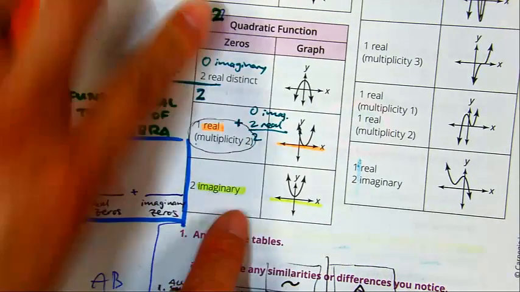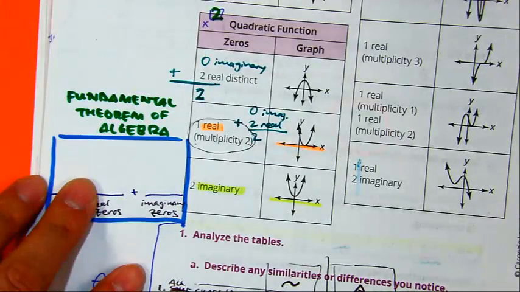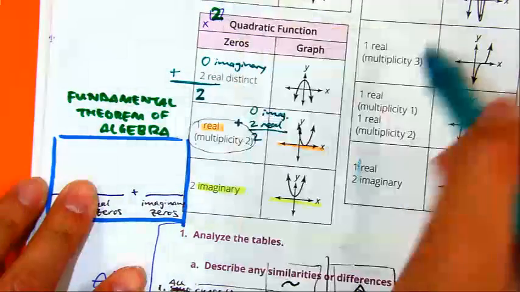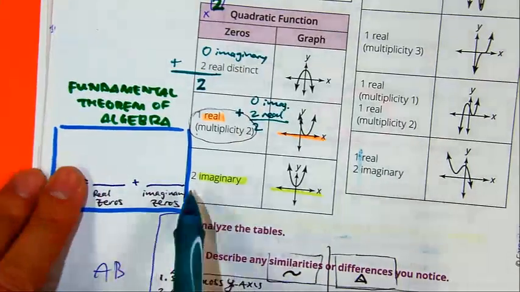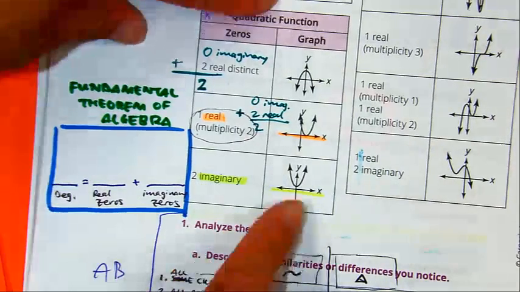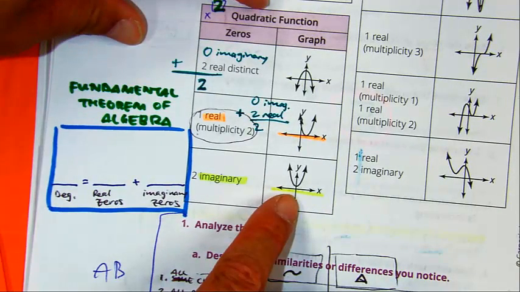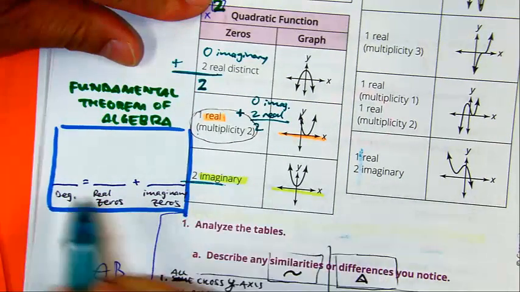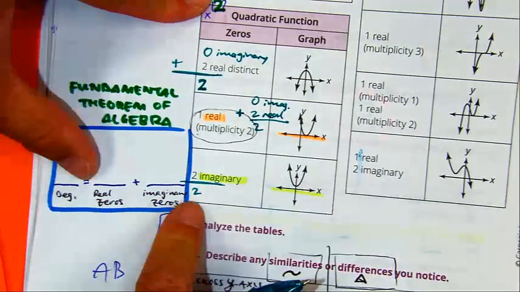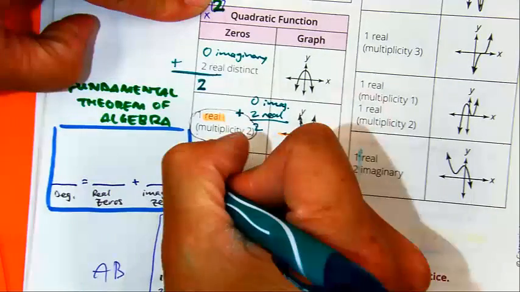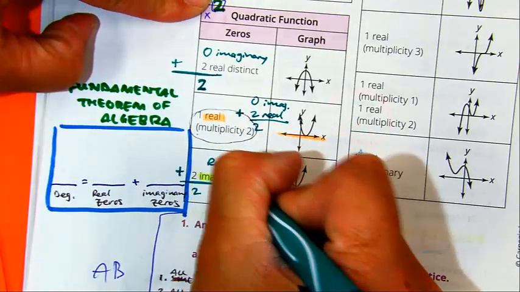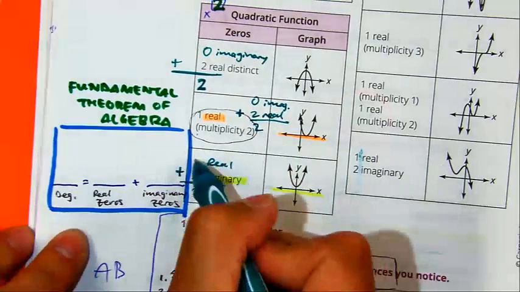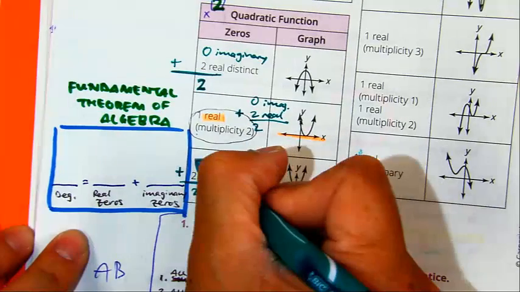Let's try one more. And then I want you guys to do this little math equation for the rest of them, okay? Class, this is a quadratic. What's its degree? 2. The degree is 2. Well, I have 2 imaginaries, so how many reals do you have? Something plus 2 equals 2. 0.